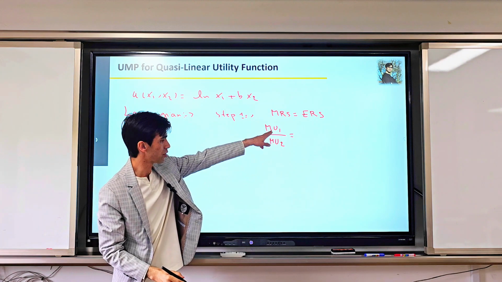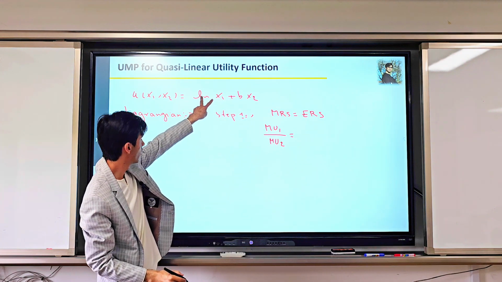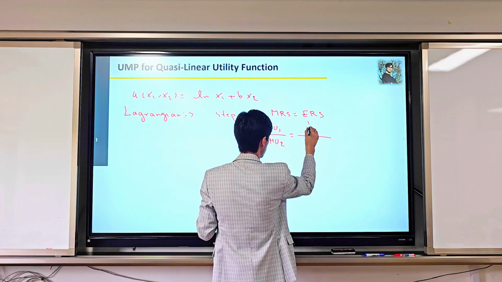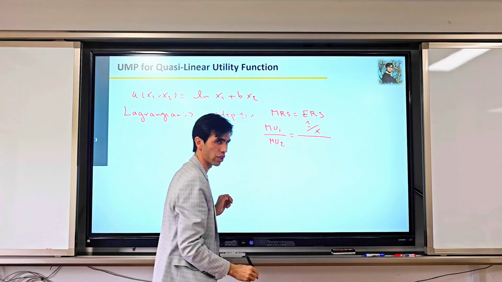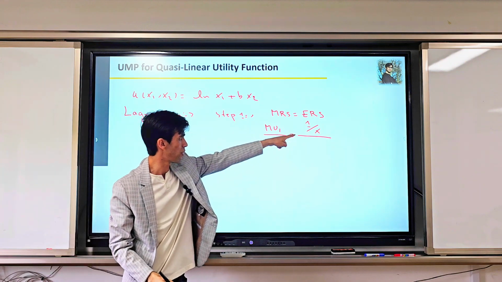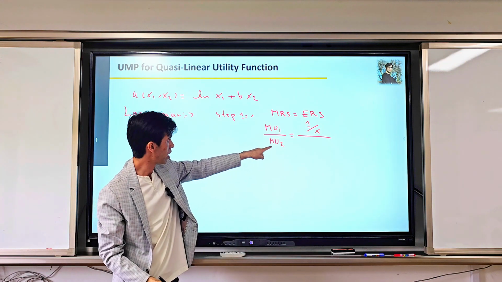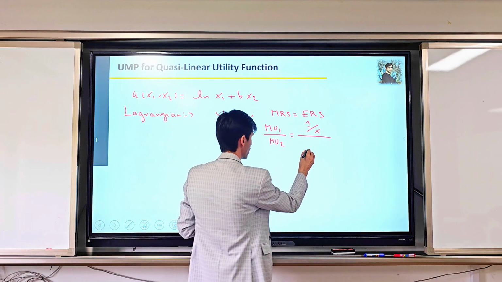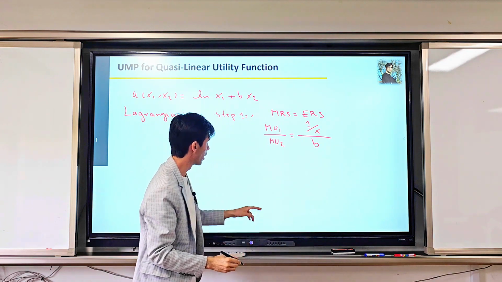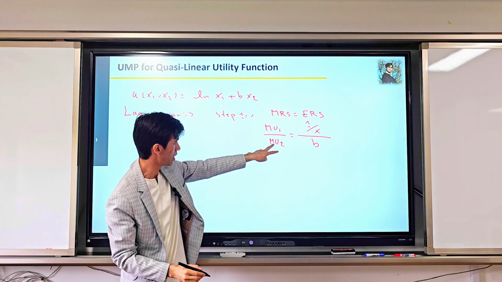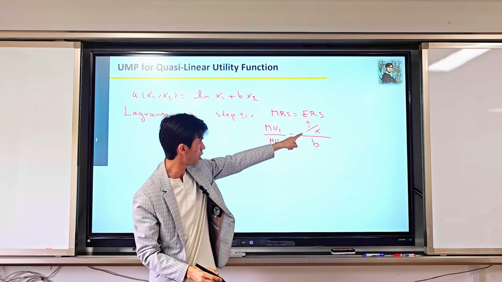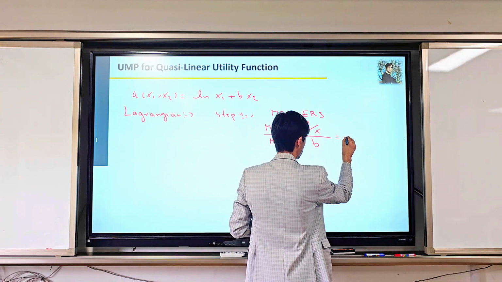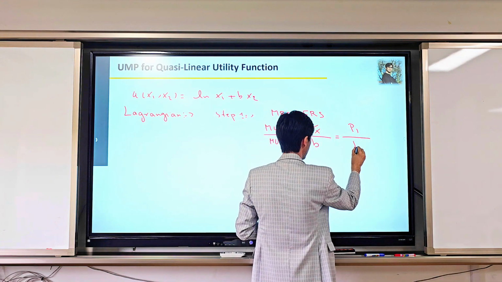If we find the marginal utility of x1 from this function, it will be equal to 1 over x1, because the derivative of ln of x is 1 over x. But the marginal utility of x2 is just equal to b. So the marginal utility of x1 divided by the marginal utility of x2 is equal to 1 over x1 divided by b. So it should be equal to p1 over p2.